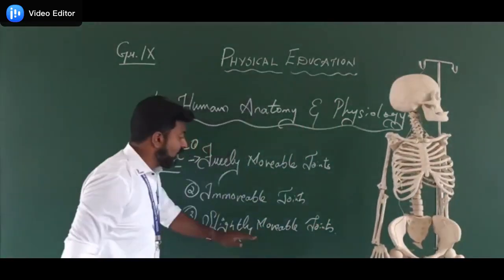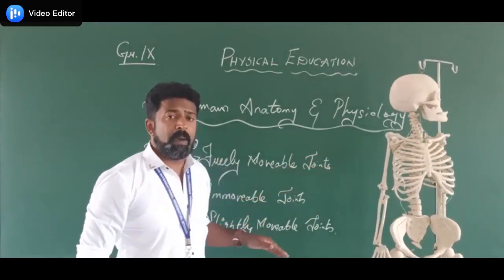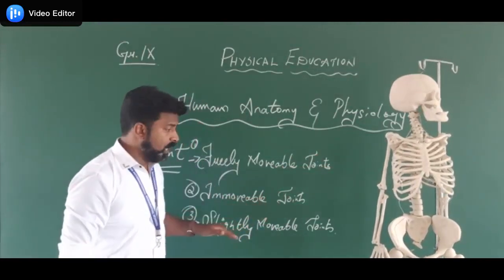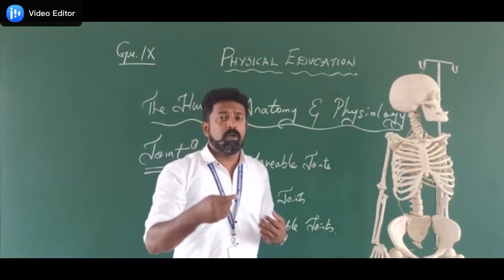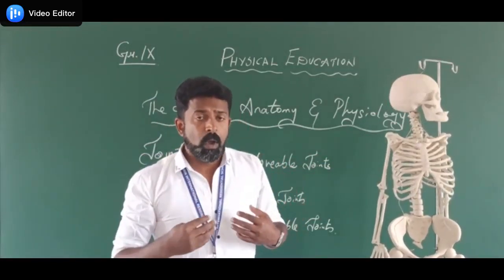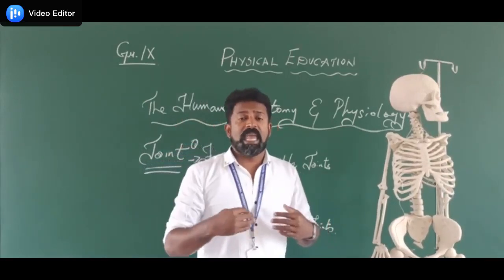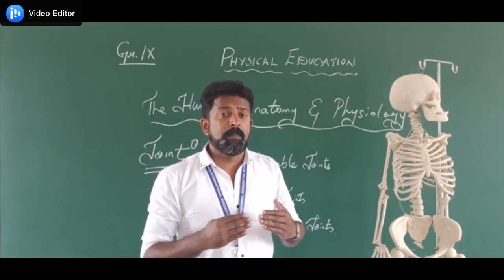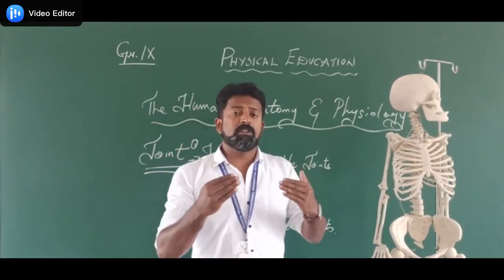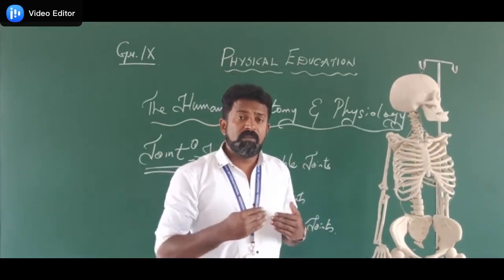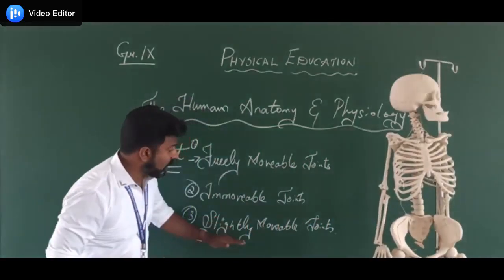So when I say slightly movable or partially movable joint, the rib cage is the best example, where when you inhale you can feel that. Even now when you are sitting, just inhale yourself. When both the lungs expand, you can feel the rib cage has a slight movement. It expands and goes back to its original position when we exhale the carbon dioxide. That is a slightly movable joint.